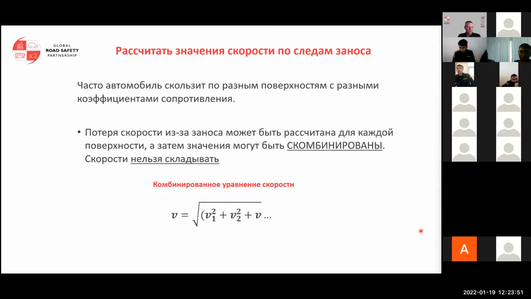So we will do our slide to stop equation for the road, the 10-meter skid on road. We will then do our slide to stop equation for the 5-meter skid on grass, and we combine them using this equation. So V1 is the velocity on surface 1, V2 is the velocity on surface 2. We can have as many surfaces as we need. We might have 4 different surfaces. So we'll have velocity on surface 1 squared, plus velocity on surface 2 squared, plus velocity on surface 3 squared, and so on and so on.